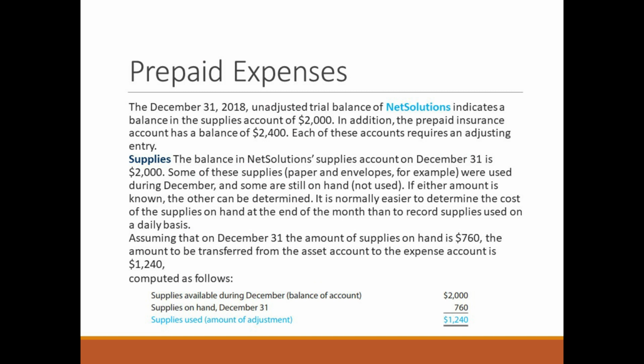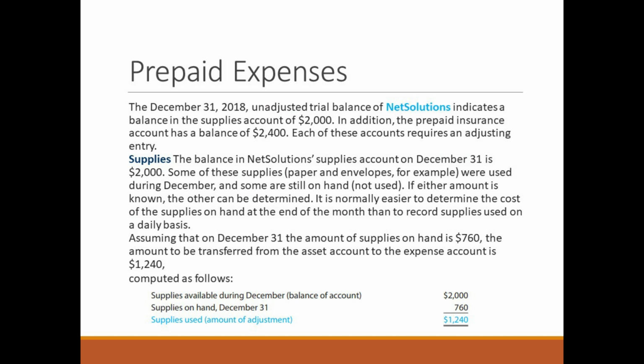The next is prepaid expenses. The December 31st, 2018 unadjusted trial balance of Net Solutions indicates a balance in the supplies account of $2,000. In addition, the prepaid insurance account has a balance of $2,400. Each of these accounts requires an adjusting entry.